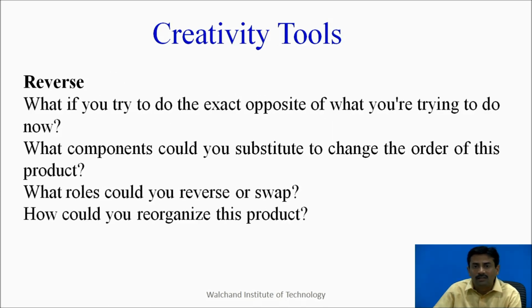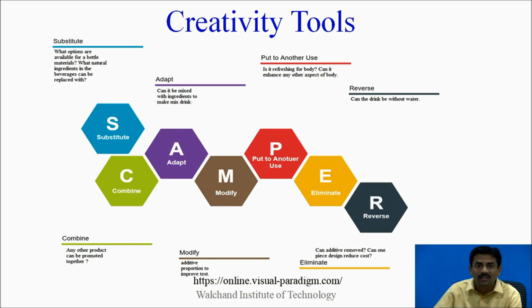The final part is called reverse. What would happen if the exact opposite happens to the thing which we had earlier planned to do? What components could you substitute to change the order of this product? What roles could you reverse or swap? And how could you reorganize this product? This is the example of a beverage making company and how they are using this SCAMPER tool.